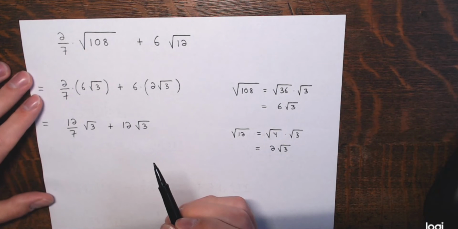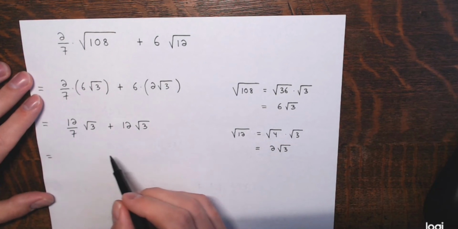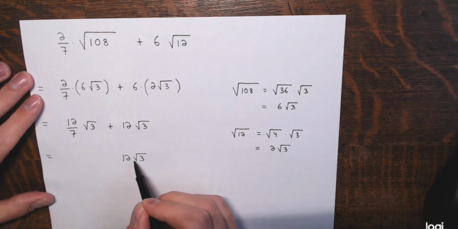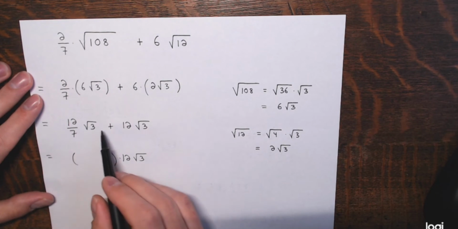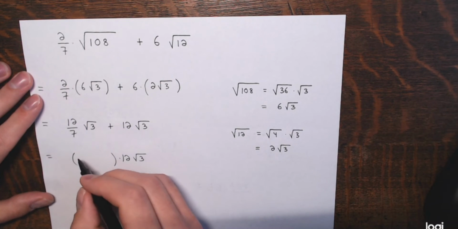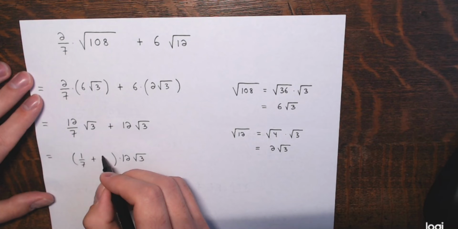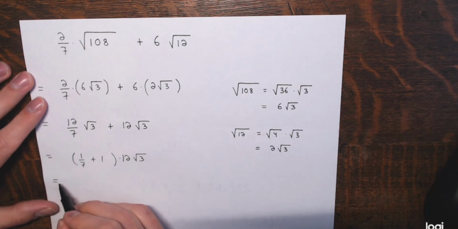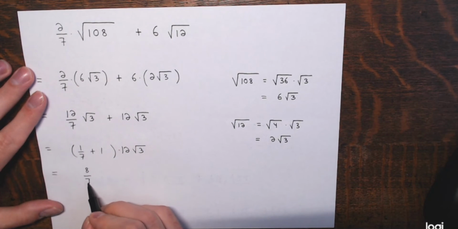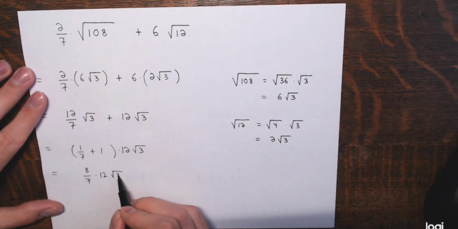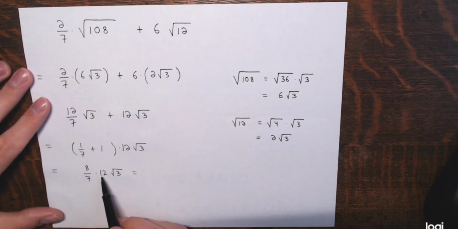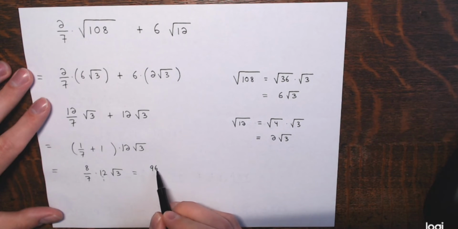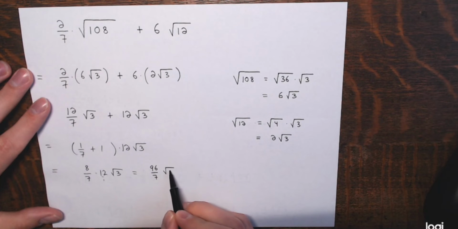And then you could, if you wanted, factor out 12 root 3. All right, both of these have 12 times the square root of 3 in common. And then what would be left over as the other factor would be 1/7 plus 1. All right, but that's 8/7. Right, 1/7 plus 7/7. That's 8/7 times 12 times the square root of 3. And 8/7 times 12, just multiply the numerators, multiply the denominators, that's 12 over 1. 8 times 12 is 96. So you have 96/7, right, times the square root of 3. And this is as simple as that's going to get.